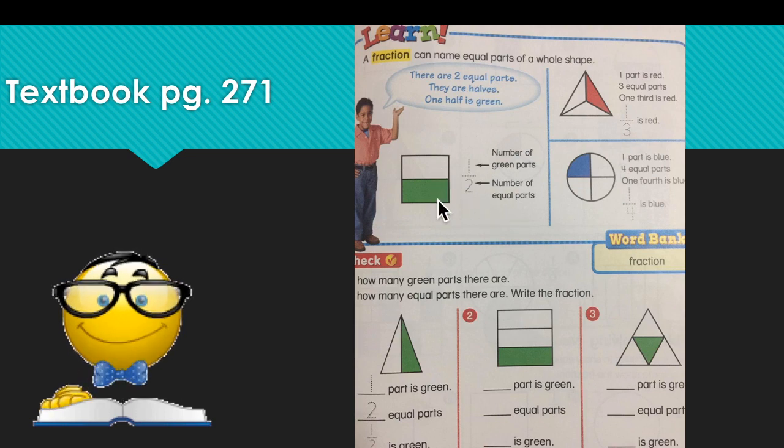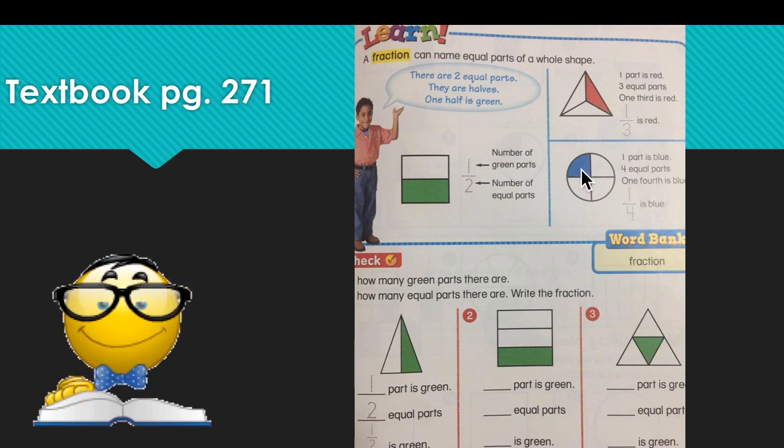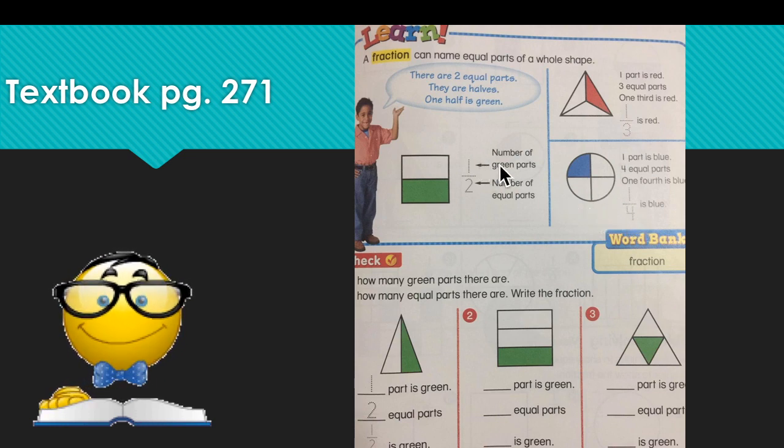The number of equal parts is written down under the line in the fraction. Like here, 3 equal parts, number 3 is written down. 4 equal parts, number 4 is written down. Now, on the top, we will write the number of shaded parts in the shape.